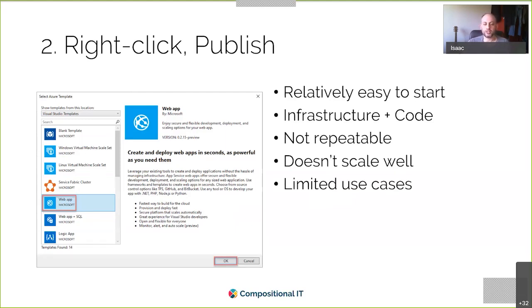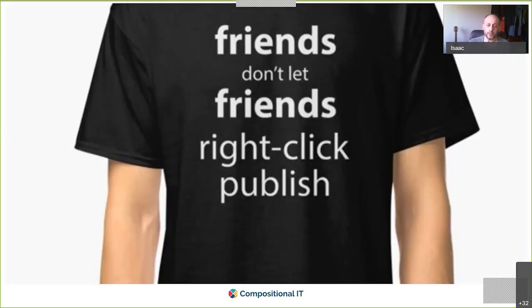You can only use this for the features that Visual Studio supports. So if they don't support cognitive services or they don't support data lake, then you're out of luck. So it's a limited, very focused set of use cases. And everyone always says friends don't let friends right-click publish. So this must mean that this is a bad thing to do. Don't do it. Make of that what you will.